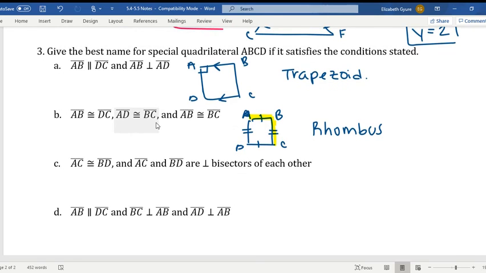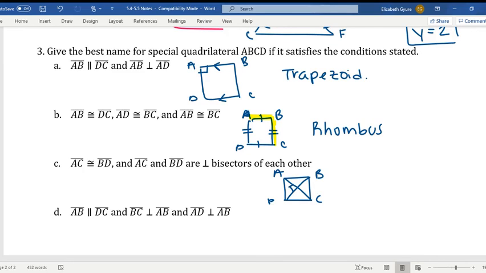Okay. All right, cool. So for part C, here's A, B, C, D. It says AC is congruent to BD. So those are your diagonals. It's giving you congruent diagonals. And AC and BD are perpendicular bisectors of each other.